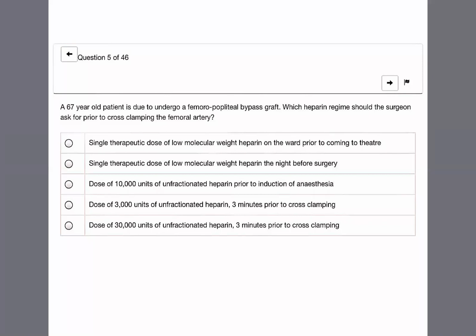A 67-year-old patient is due to undergo a femoropopliteal bypass graft. Which heparin regime should the surgeon ask for prior to cross-clamping the femoral artery? A, single therapeutic dose of low molecular weight heparin on the ward prior to coming to theater. B, single therapeutic dose of low molecular weight heparin right before surgery. C, 10,000 units of unfractionated heparin prior to induction of anesthesia. D, 3,000 units of unfractionated heparin 3 minutes prior to cross-clamping. E, 30,000 units of unfractionated heparin 3 minutes prior to cross-clamping. I will go for D because before cross-clamping, we give 3,000 units of unfractionated heparin to prevent thrombus formation.